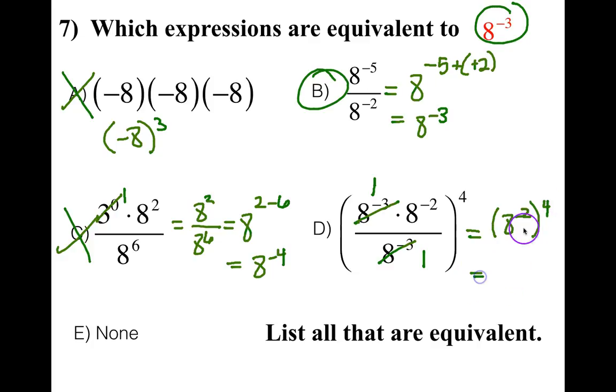Now, since it's power to power, I can go ahead and multiply the exponents to save myself some time. So that's 8 raised to the negative 2 times 4, which gives me 8 to the negative 8. Again, normally I would typically turn this into a positive exponent, but since they're asking me to compare it to a to the negative third, I can go ahead and say that it is not equivalent to D. And it's definitely not none, so I'm just going to go ahead and say that only B is equivalent to the given expression.